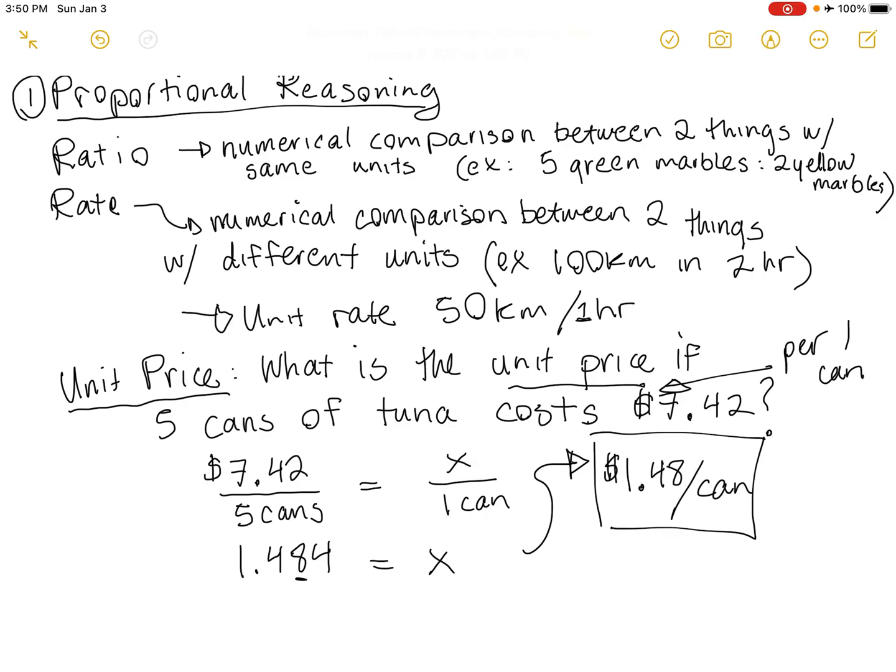Okay, so that would be something called a unit price. And what's really helpful with unit prices is that we can actually use the unit price to compare. So let's say at the store, one deal is that you can get 5 cans for $7.42 or 3 cans for, I don't know, $4.75, let's say, right? Well, you can find the unit price of each of those options, and then you can compare based on the unit price, which is the better deal. Okay, so these are a few things that we could do using proportional reasoning.